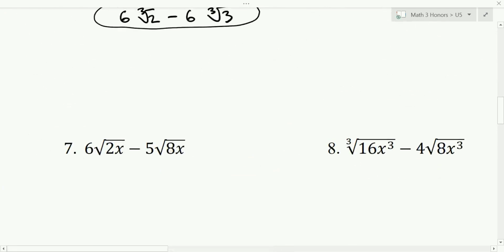So now we're going to introduce some variables. Not much different. We're going to assume again that the variables are positive, so we don't have to worry about the absolute value. Okay, and then work through these. The 2x and 8x don't match, right? But the 8 we can break down. We can't simplify the first one anymore.